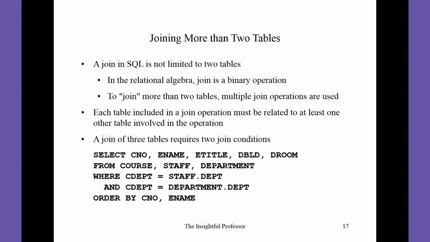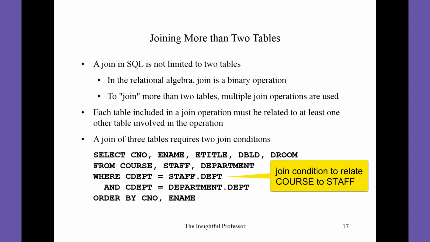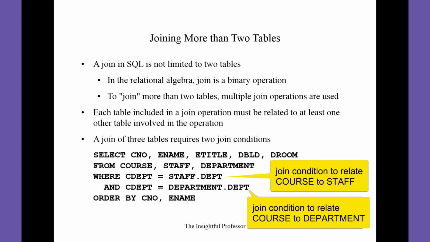In this example, we're showing a join of 3 tables. It's not immediately evident from looking at this code using comma-separated syntax, but 2 joins are actually taking place. We're selecting data from the course table, the staff table, and the department table. We see 2 distinct join conditions. We're relating the course table to the staff table, C department being the column in the course table, and we're also relating the course table to the department table.